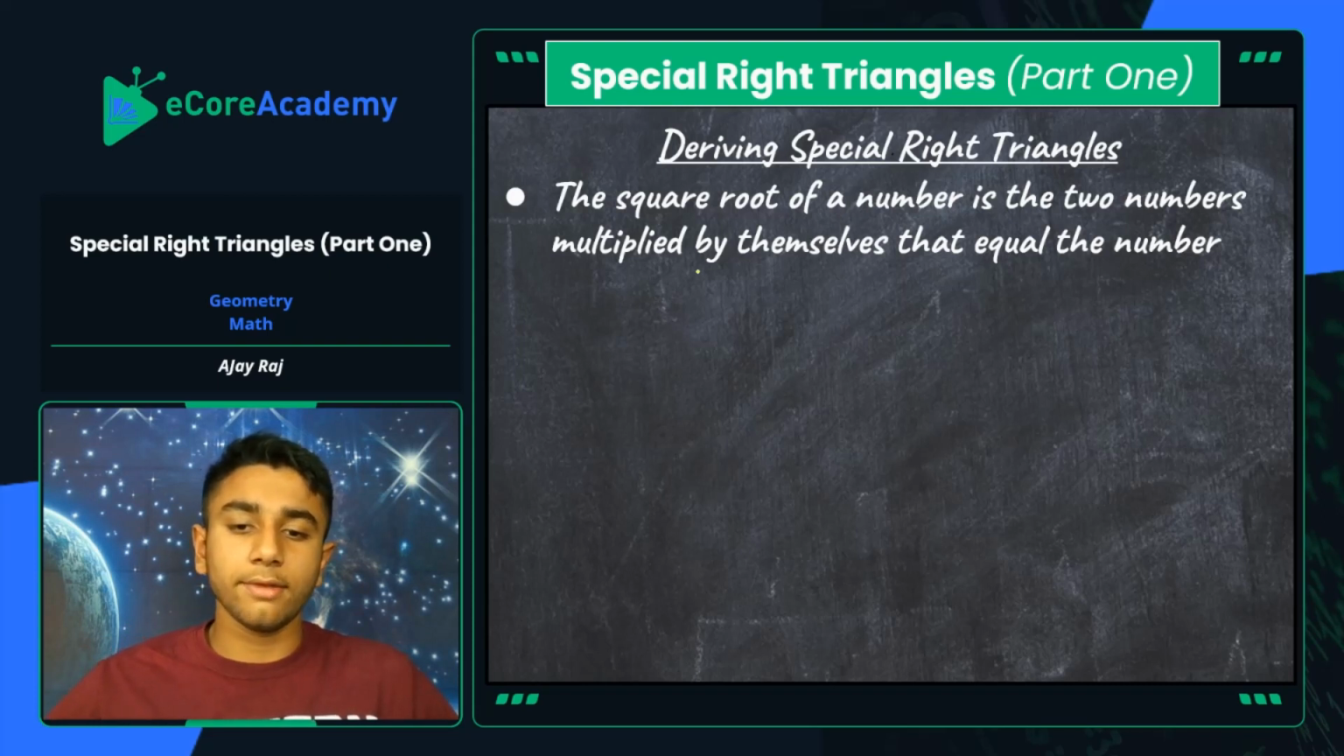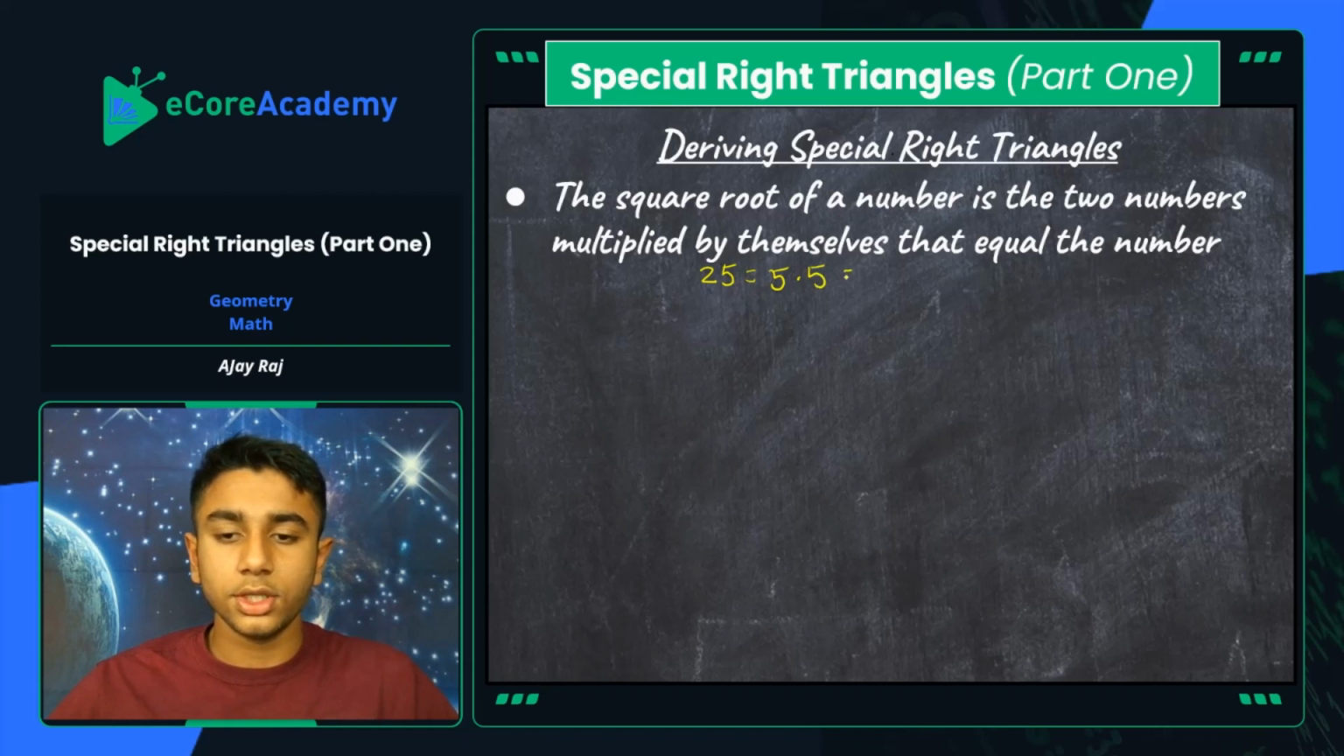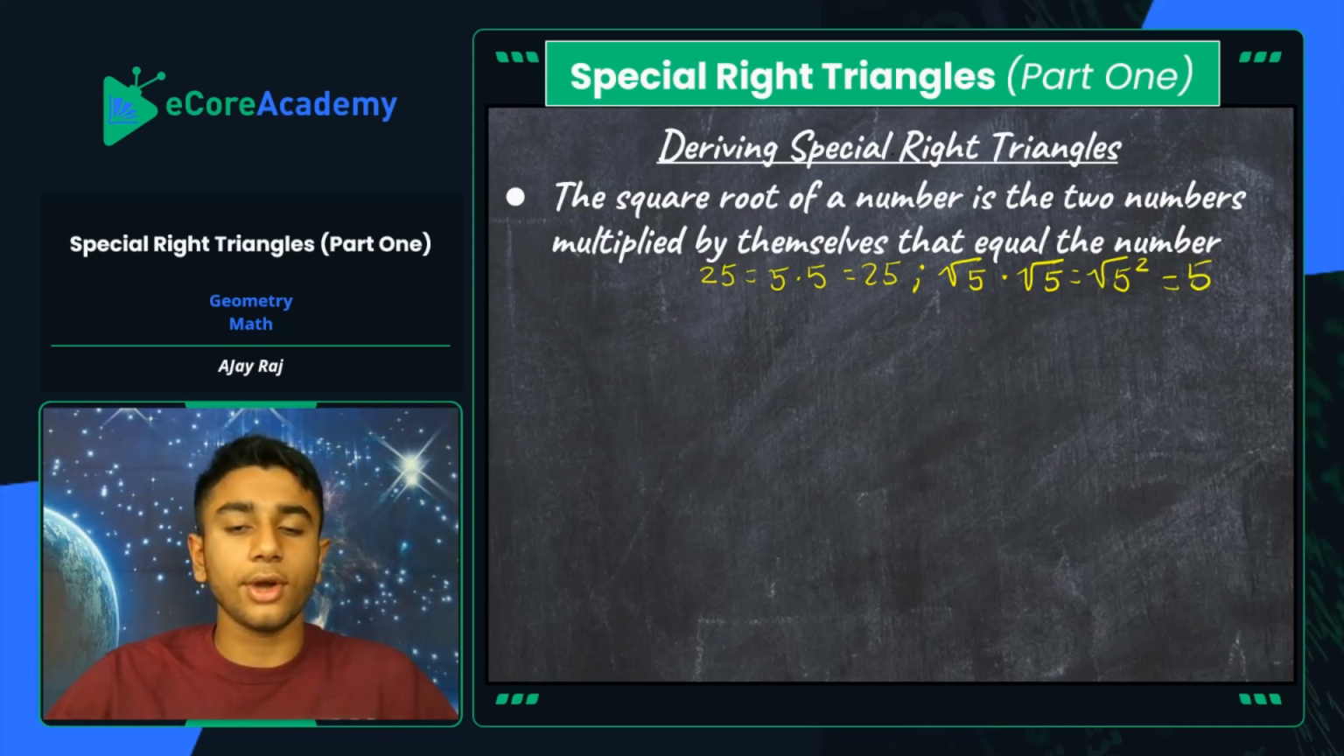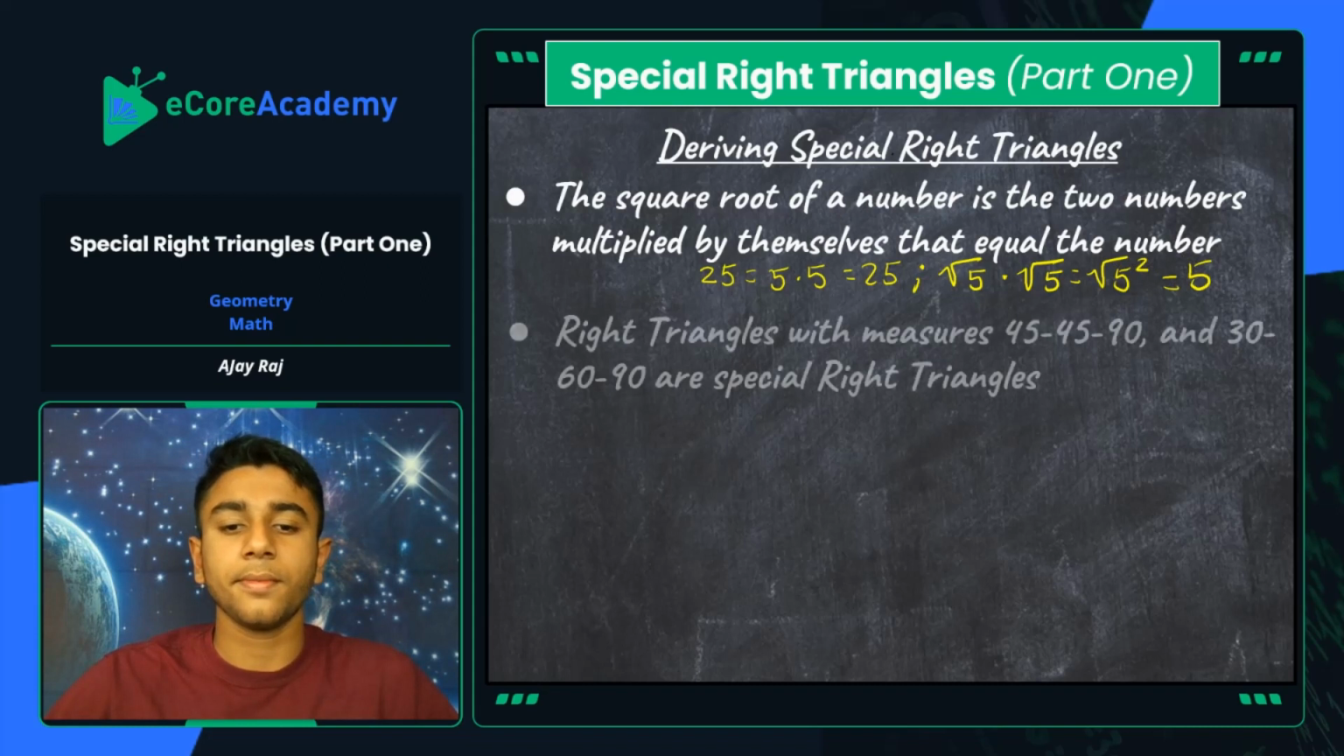So if we're given 25 as our number, 25 equals 5 times 5, which equals 25. Or if you're looking at it in a radical expression, square root of 5, or root 5, times root 5 is equivalent to root 5 squared, which is merely equal to 5, because that square cancels out your radicand. It's basically the opposite function of an exponent.